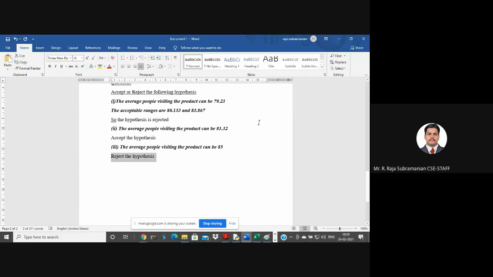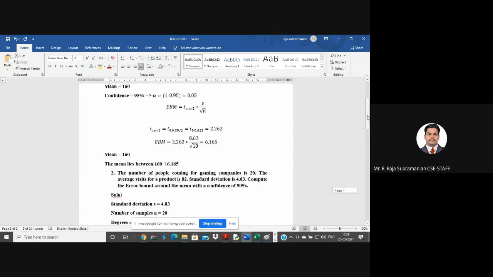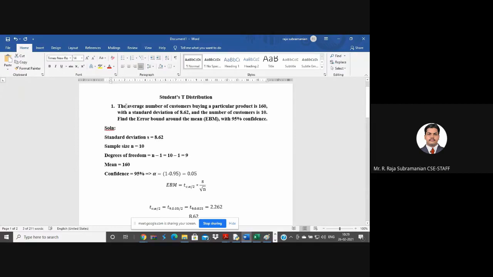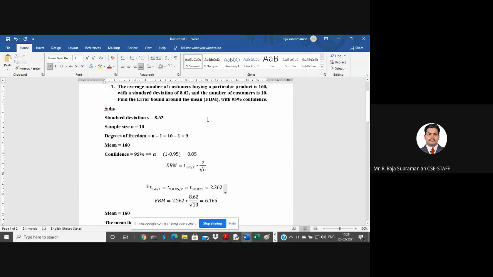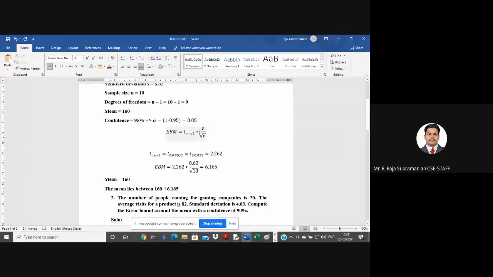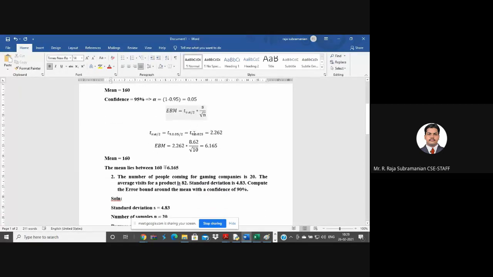See, now I have written here all types of questions. The first type of question is: given some mean, standard deviation, number of samples, and confidence, I will ask you what the error bound around the mean is. You can calculate it using the formula t with the degrees of freedom and the significance level, times standard deviation divided by root of number of samples. That is actually a one-tailed value, and if it is a one-tailed value, I don't want alpha divided by 2. And this is one type.